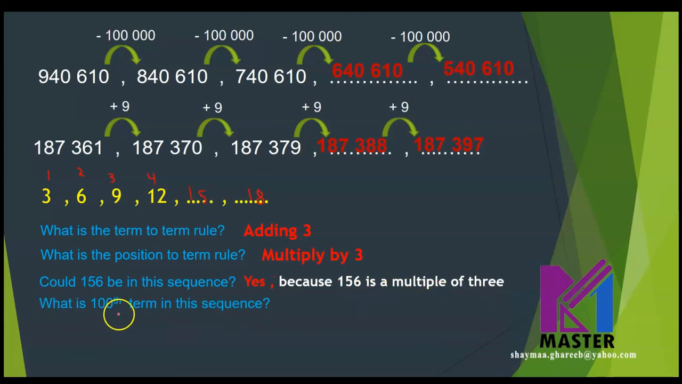What is the 100th term in this sequence? We know that the position-to-term rule is multiplying the position by 3 to get the term. So if I multiply the 100 by 3, it will give me 300, which is the 100th term in this sequence.